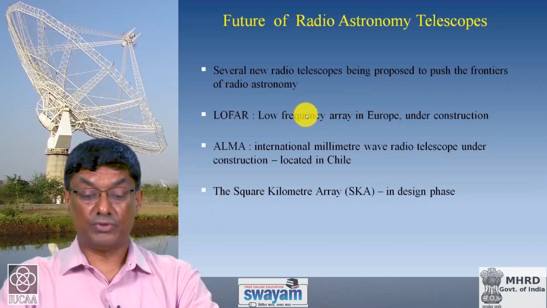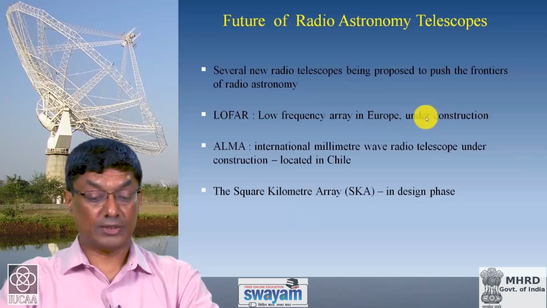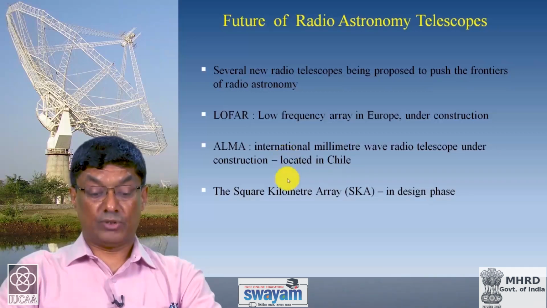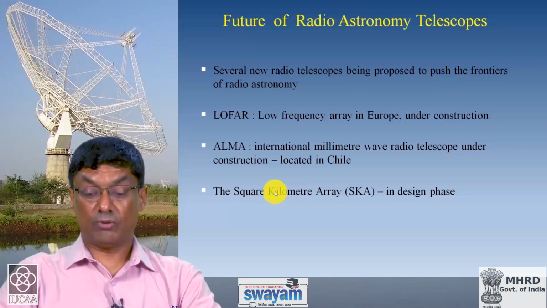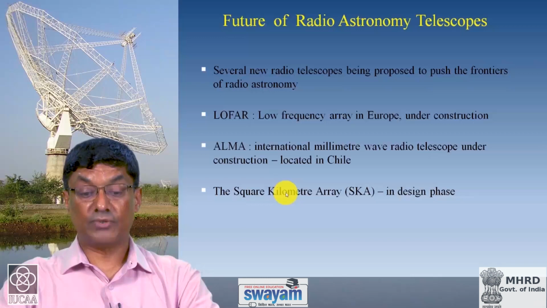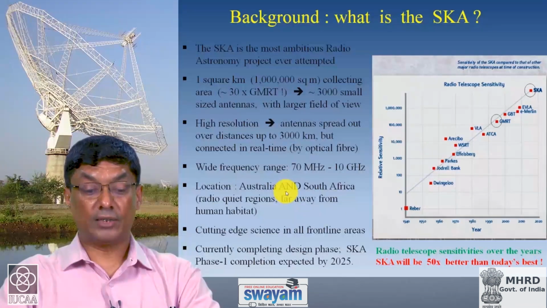LOFAR is the Low Frequency Array in Europe, which is now under operation and is producing results. ALMA is the International Millimeter Wave Radio Telescope, which is also now producing results in Chile. And the thing that the radio astronomy community is really looking forward to is the Square Kilometre Array, which is currently in the design phase. And so, we will talk a little bit about what the SKA is and what it promises.